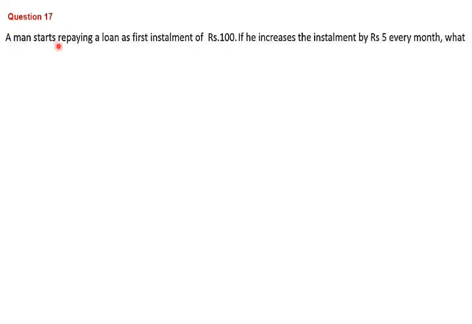Next is the 17th question, a very simple question. A man starts repaying a loan with a first installment of rupees 100. If he increases the installment by rupees 5 every month, what amount will he pay in the 30th installment? This is the question. The first installment is given and the common difference for making an AP is also given to us. So let's try this question as homework. Move on to the last question of this exercise.